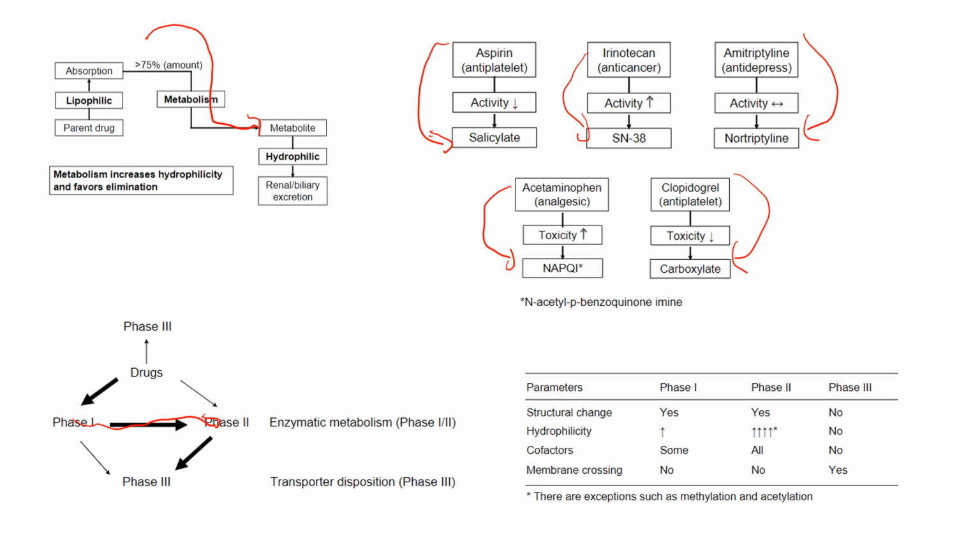So essentially what phase 1 and 2 are doing is, phase 1 is probably the most simple reactions. They will make a drug more hydrophilic. It doesn't usually involve cofactors, but sometimes it does, and it doesn't involve membrane crossing. Phase 2 has structural changes as well. It will be a lot more hydrophilic. This is essentially what we want to be our last step in most cases.